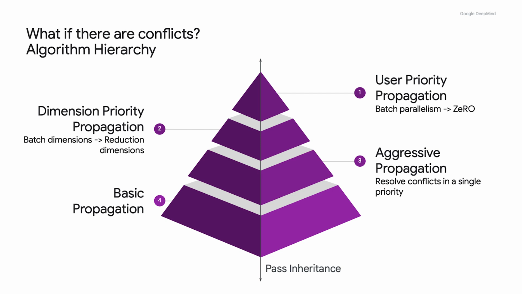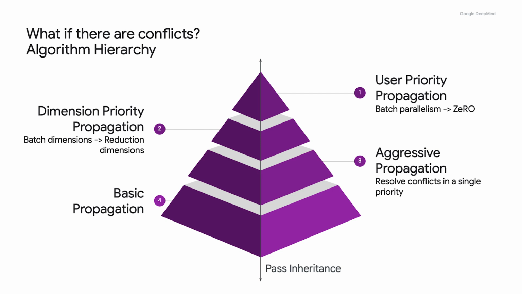After that, within the same user priority, we follow the dimension priority and factor priority. For example, we consider the batch dimensions first, followed by other lower priority dimensions, such as reduction dimensions. In those operations, we propagate shardings along the non-contracting dimensions first, and then the contracting dimensions.